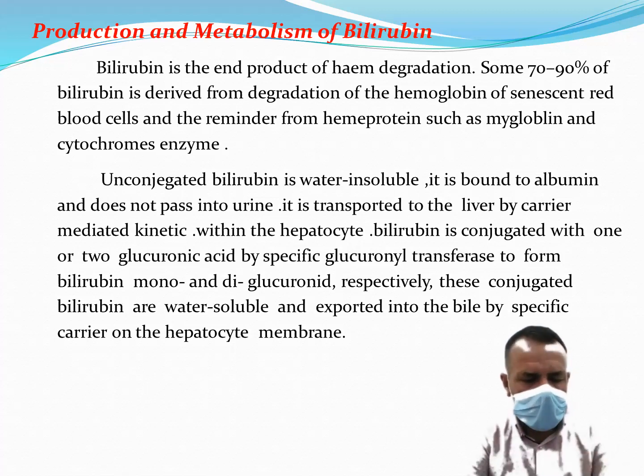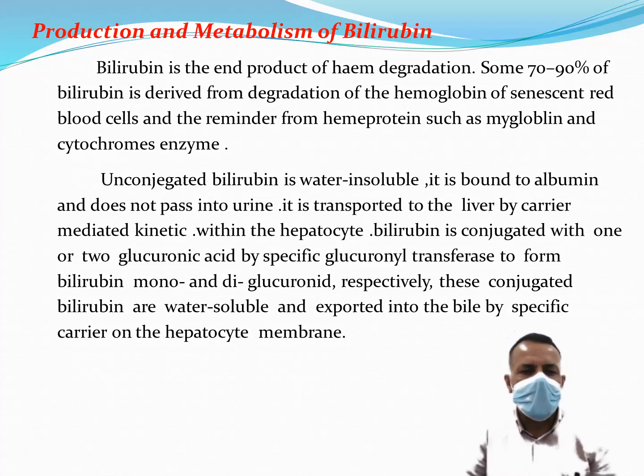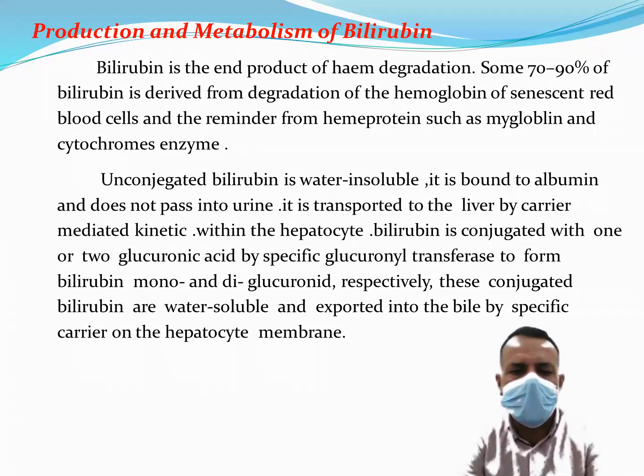We have two types of bilirubin, conjugated and unconjugated. Unconjugated bilirubin is water insoluble, so it does not pass in urine. It is bound to the albumin and does not pass to the urine. It is transported to the liver by a carrier-mediated kinetic that enters the hepatocyte. The bilirubin in the hepatocyte is conjugated with one or two glucuronic acid by the enzyme glucuronyl transferase to form mono and diglucuronide, respectively.